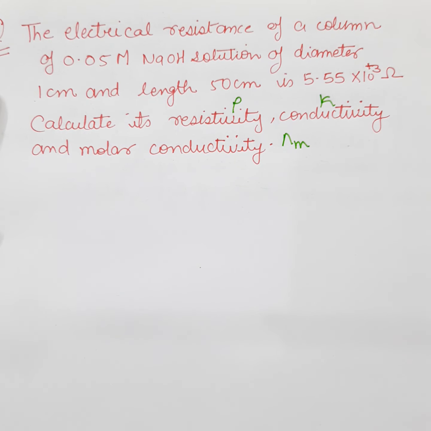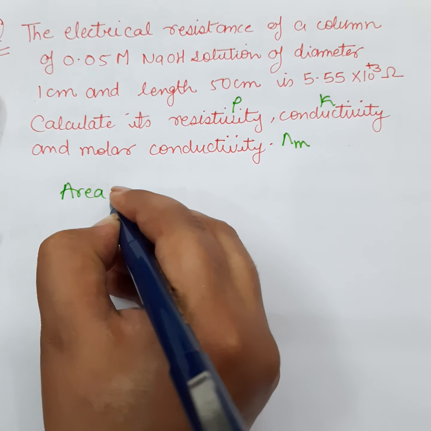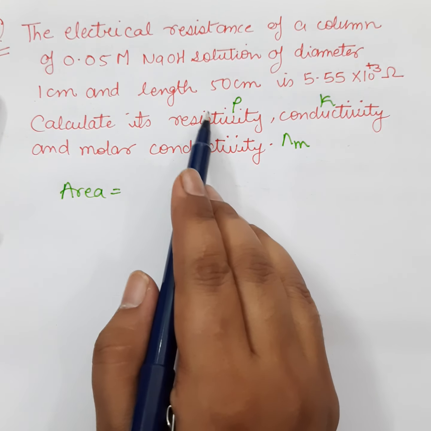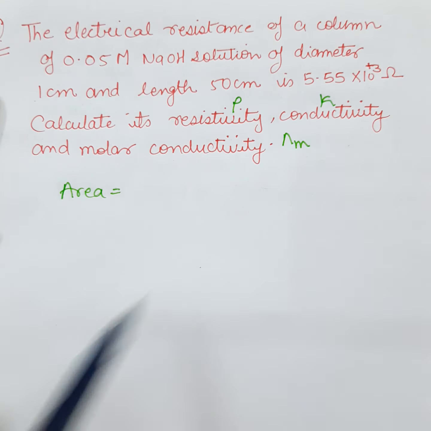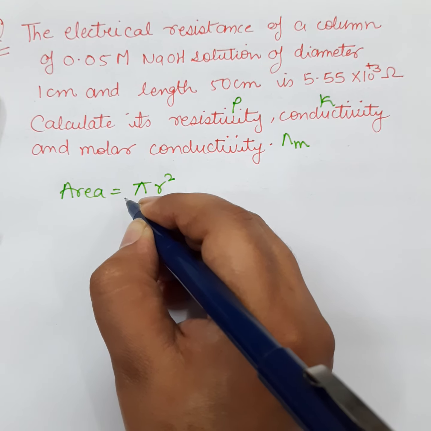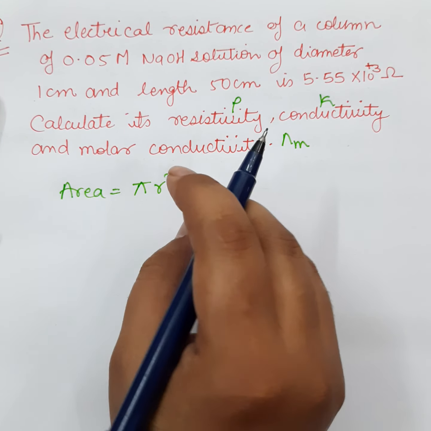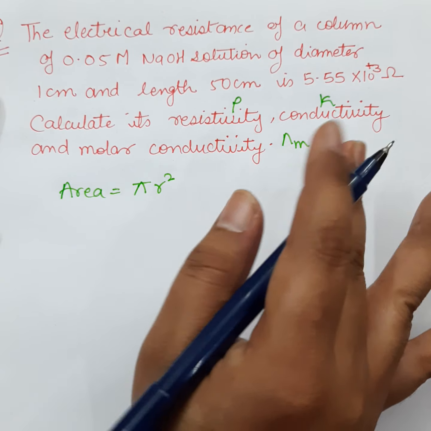So first, the thing given to a student is the diameter, and we have to calculate the radius. So now I am going to calculate the area, because to calculate this we need the area when we are putting the values. So area is equal to pi r square, students. What is the value of pi? 22 by 7, or you can simply write 3.14. So I am going to write it here, 3.14.